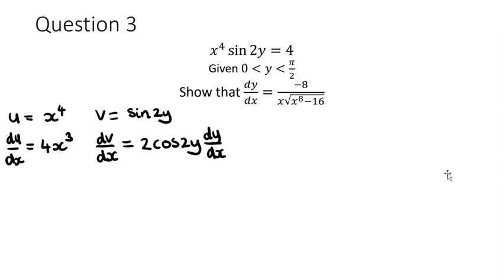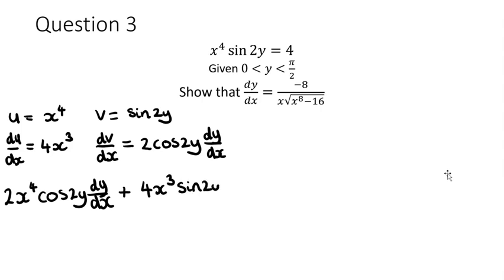So I'm going to do the x to the power of 4 times the 2 cos 2y times dy by dx. So doing the first function times the second one differentiated. Actually, let's put that 2 at the front there. So 2x to the power of 4 cos 2y dy by dx. And then I do the second function times the first function differentiated. Well, that will give me 4x cubed sine 2y.